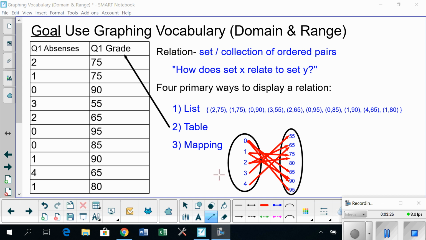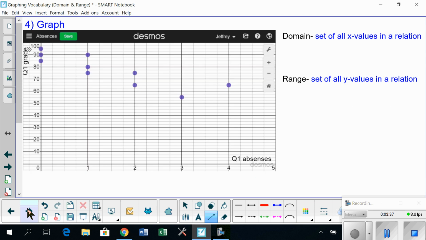But let's be honest. When it comes to showing a relation, the most visual, and I think it depends on the situation, but a lot of times the most effective way to show a relation is on a graph. The beautiful thing of a graph is a graph can show a lot of information in just one glance. There's a saying that a picture is worth 1,000 words. Well, I think the same is true of a graph.